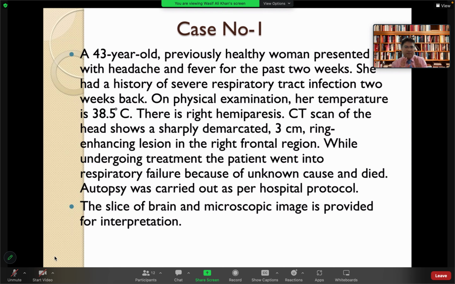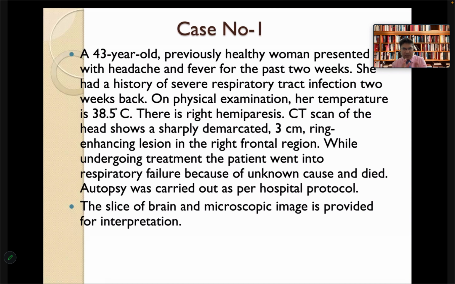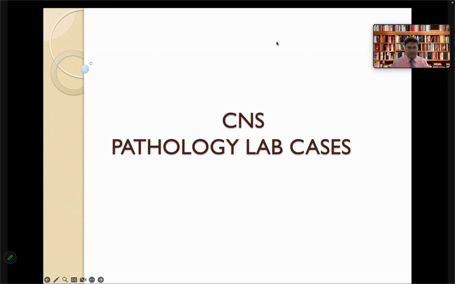Then we confirm our suspicion by doing the CT scan or the MRI examination depending upon the availability, and then we find that there is a 3 centimeter ring enhancing lesion. So again, this indicates that the patient is having a brain abscess. Then unfortunately, this patient died before the treatment, and we have this slice of brain.